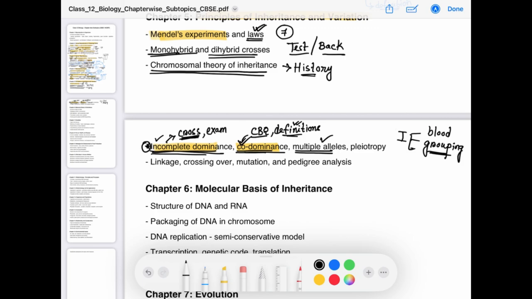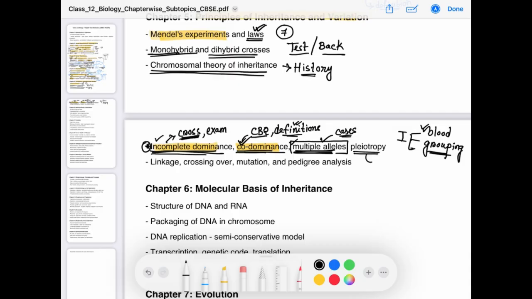There is also a case given about the starch grains and the starch production. You have to read that case also, understand it, and add this concept to multiple alleles. And blood grouping is also an example of multiple allelism, so you have to read that also. Then there is pleiotropy.